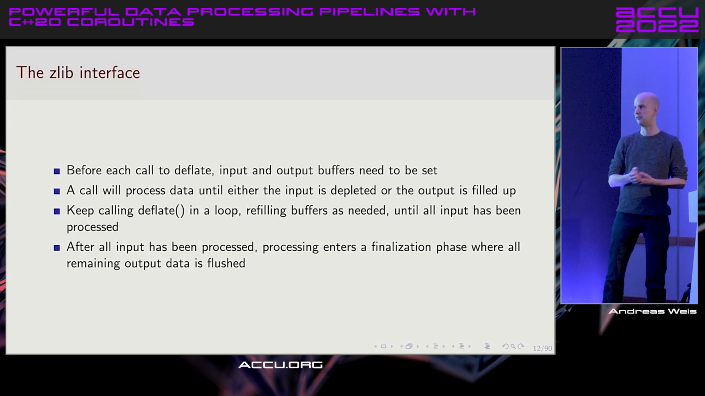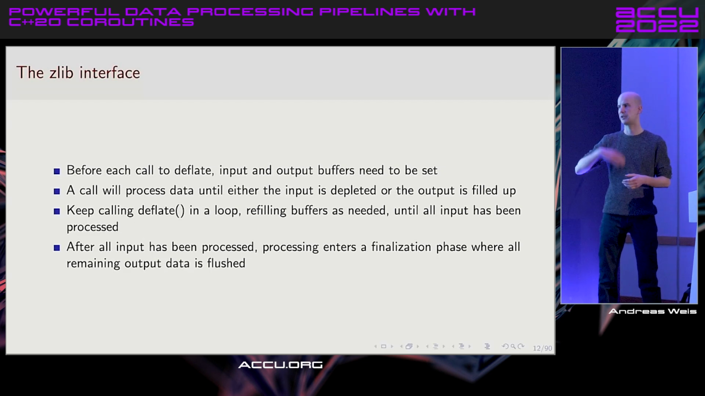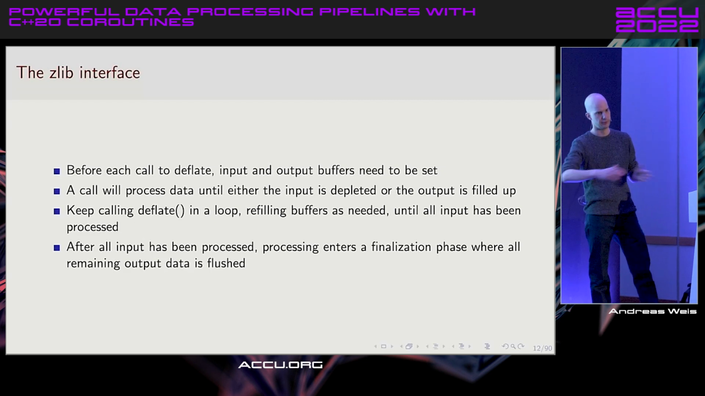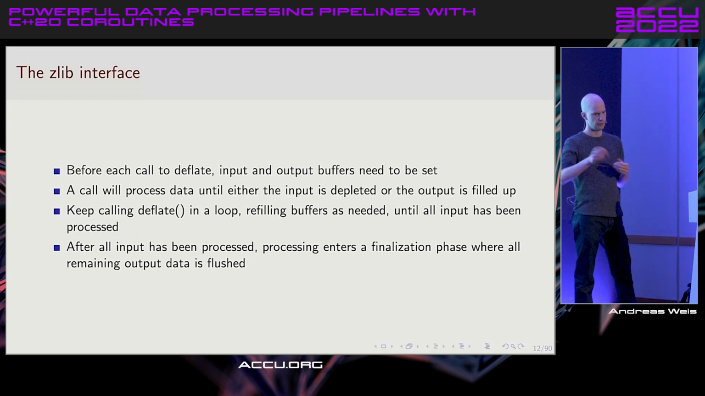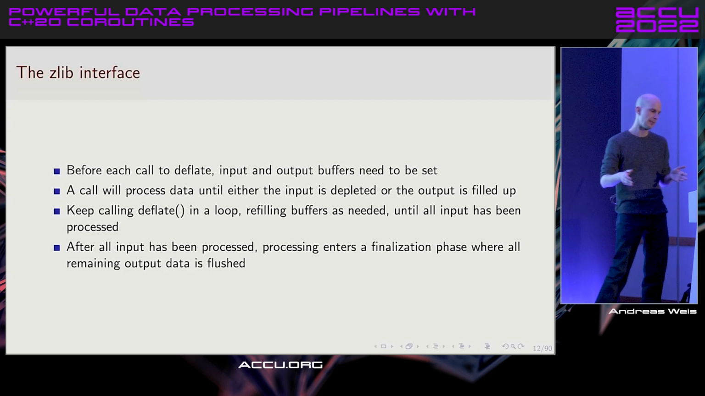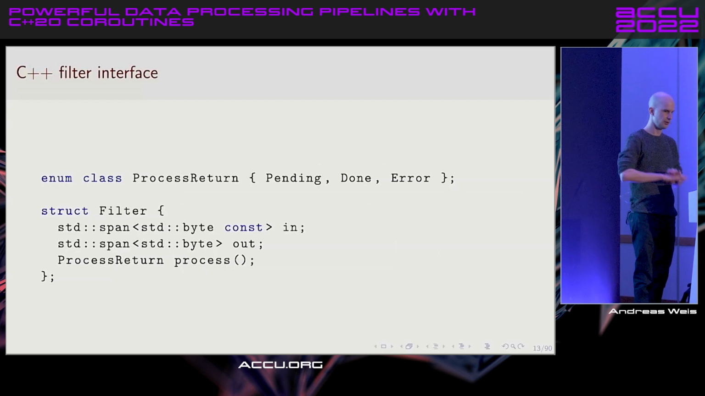Then you refill the buffer that has run out, and you just keep pumping until you've run through your entire input buffer. And at that point, you enter this finalization or flushing phase where you need to keep pumping until also all the output that is still pending has been written. And once that is also done, then you're through with the processing.